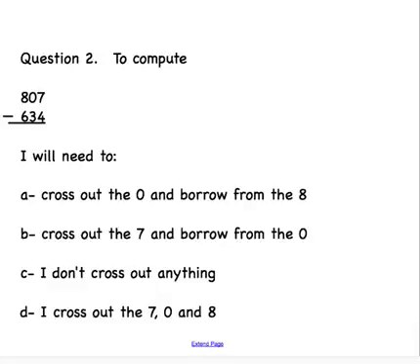Question 2. Please compute or figure out this problem. Write it in your journal so that your teacher can see your work. 807 minus 634. I will need to A. Cross out the 0 and borrow from the 8. B. Cross out the 7 and borrow from the 0. C. I don't cross out anything. Or D. I cross out the 7, the 0, and the 8.